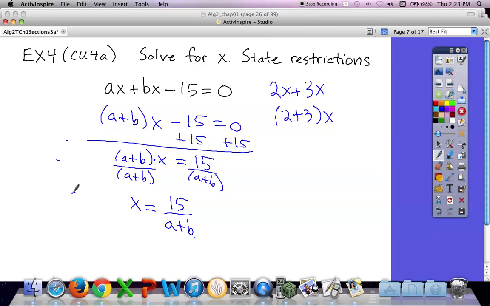Okay, now, restrictions on A and B. What cannot be 0? A plus B cannot be 0, right? Exactly what's in the denominator, that's what cannot be 0. So the restriction is A plus B does not equal 0. Right? You just have to take whatever that denominator is and say, don't let that equal 0.